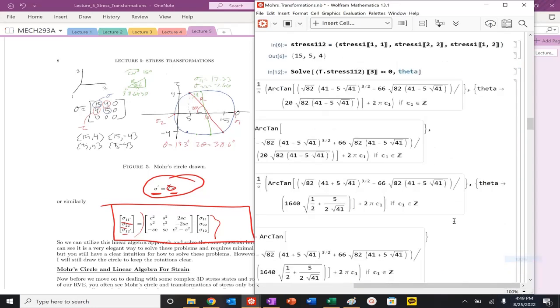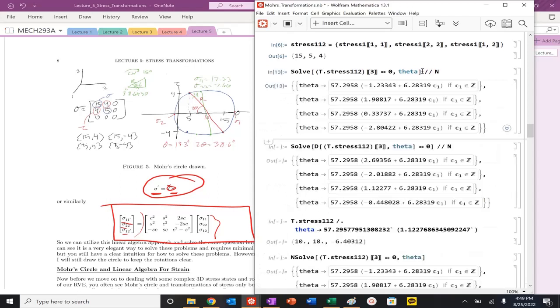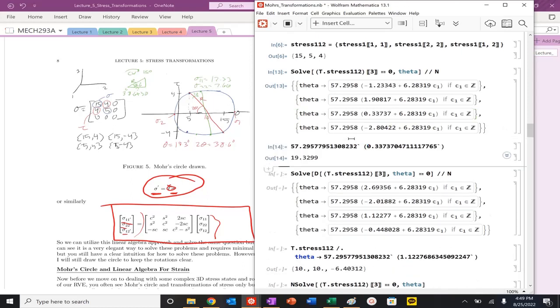Let me zoom out a little bit. I get a lot of nasty things, so I just want to look at the numeric solution. And you see I have quite a few different values. Why do I have 4 values? Well, it's circular symmetry, so you can see on Mohr's circle, you could have 4 different rotations that lead you to the same answer. But what's the angle to get to my principal stress state? 19.3299. That's exactly what we just solved for previously.